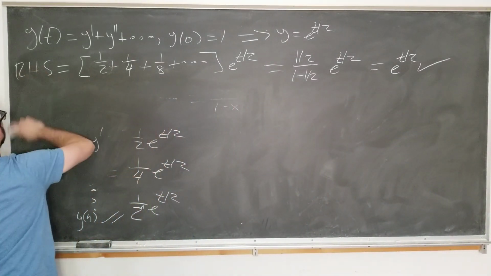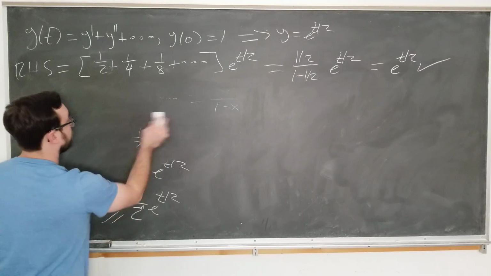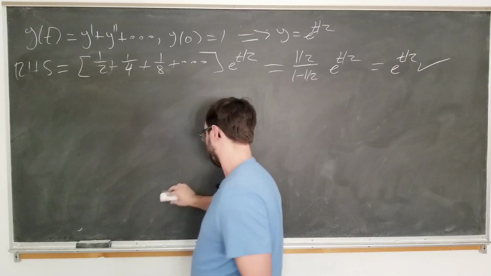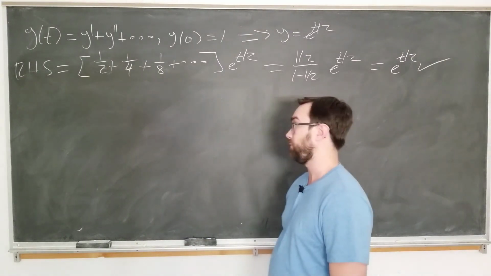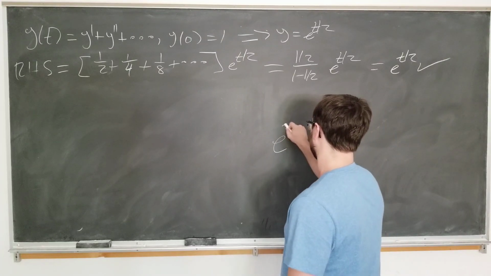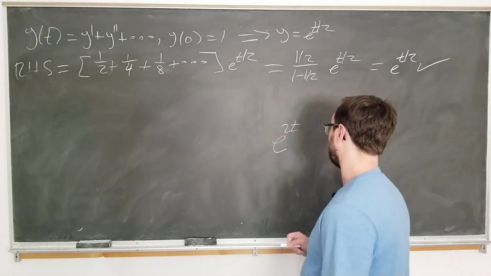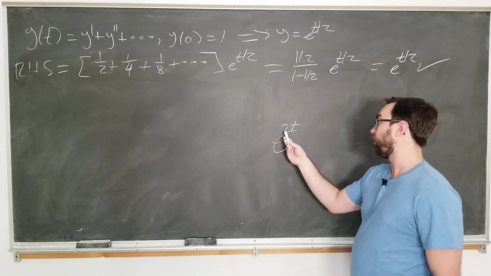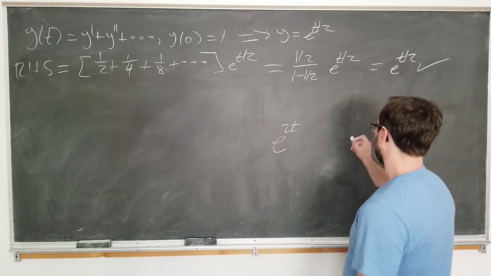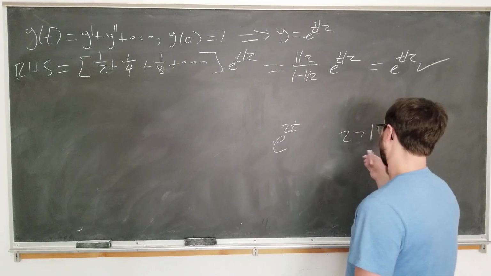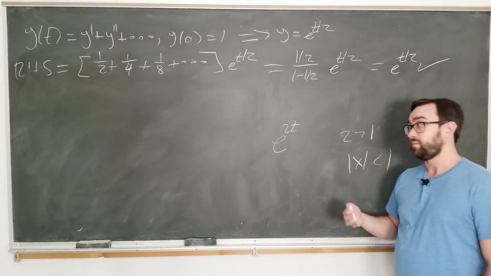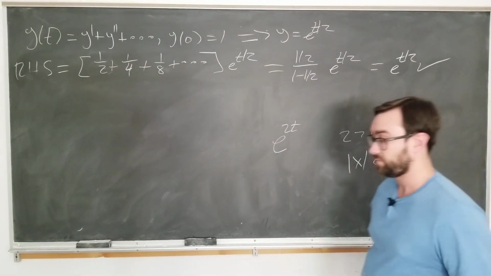Notice that it only worked because 1/2 was in the radius of convergence. You can easily find other infinite order differential equations that have the solution e to the 2t, for example, but then when you go and try to plug this into the series formula, it doesn't work since 2 is greater than 1, and we need the absolute value of x to be less than 1 for these geometric type series to work.